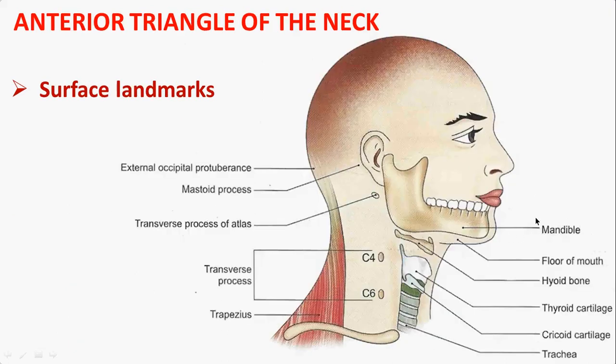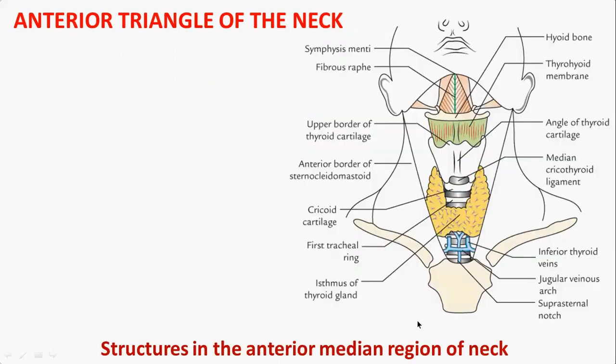First we will see the surface landmarks. This is the mandible. Below that there is the hyoid bone, which you can feel behind and below the chin. Below that there is the thyroid cartilage. Then there is the cricoid cartilage, and here you can feel the trachea. Also there is the thyroid gland, and there is the suprasternal notch.